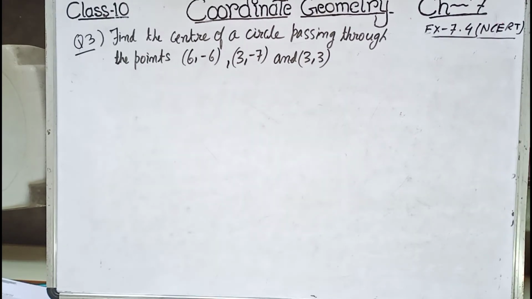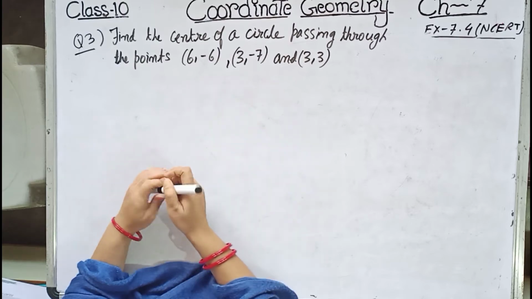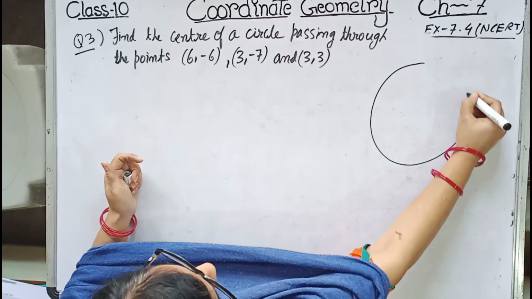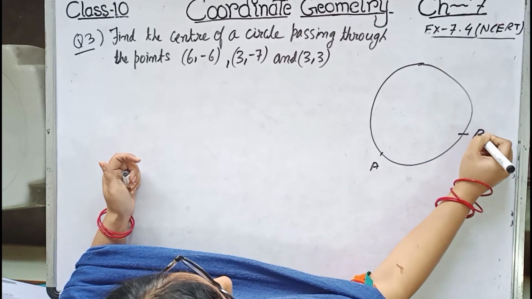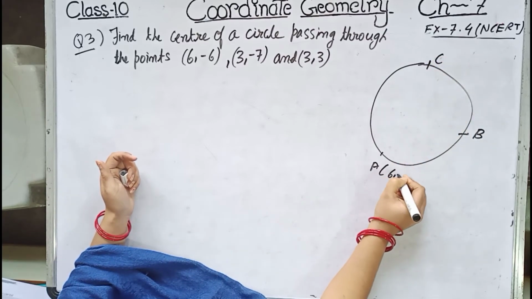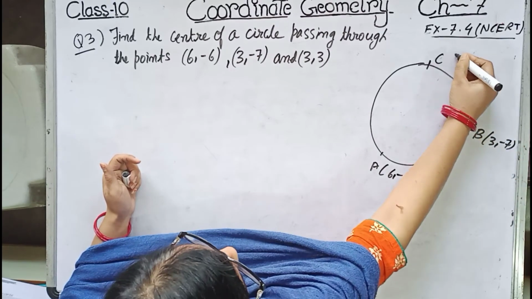Now let us move to question number 3. As question number 2 is a direct utilization of the area of the triangle formula, I have left that sum. Now question number 3 says: find the center of a circle passing through the points this, and this. So a circle, if we consider, and 3 points A, B and C. So let us write the coordinates (6, -6), (3, -7) and (3, 3).